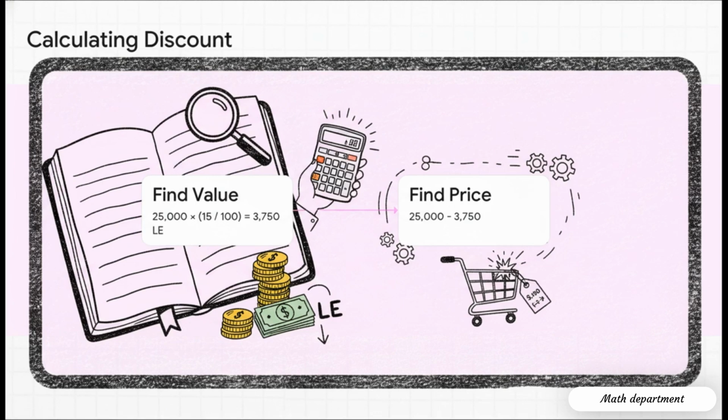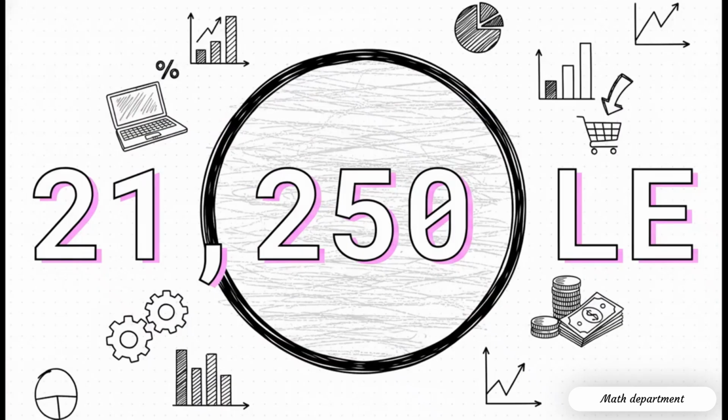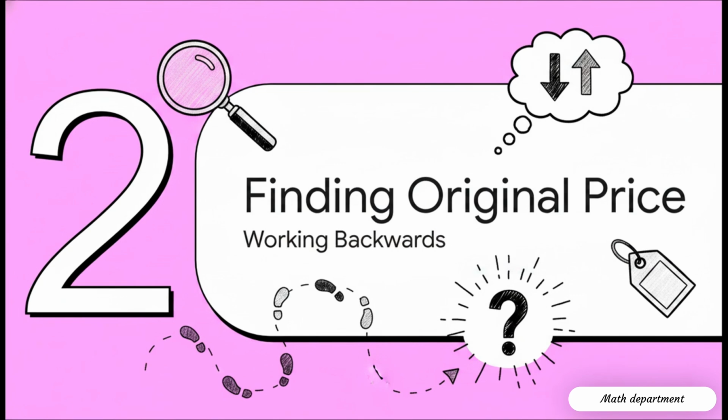So let's write out $25,000 minus $3,750. And boom! Right there is our final answer, neatly circled. $21,250 LE. That is the final selling price of the laptop. Great job following along with that. Honestly, if you successfully isolated that discount value before subtracting, you've already got the fundamentals down. Moving right along to Section 2, finding the original price.